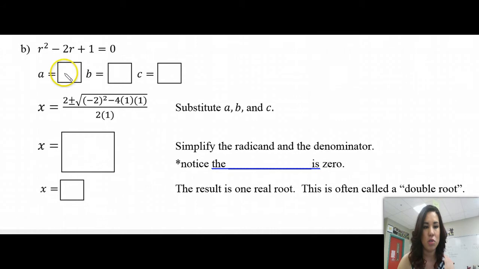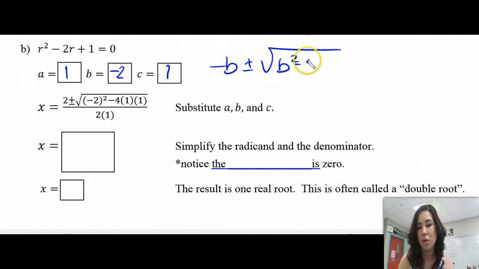So let's go ahead and try this. So we have r squared minus 2r plus 1. a is 1, b is negative 2, c is 1. We plug it into our formula, which is negative b plus or minus the square root of b squared minus 4ac, all over 2a.